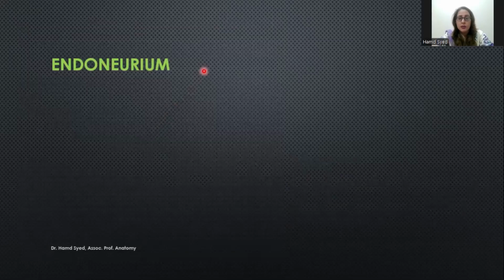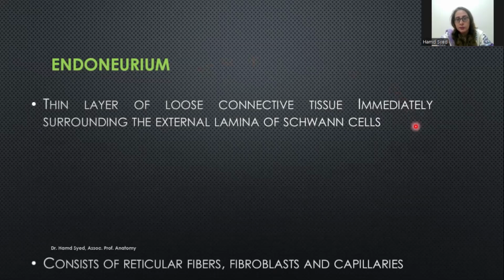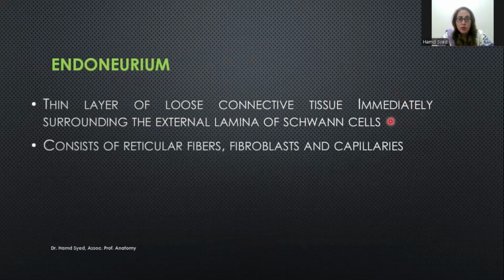Now let's look at these connective tissue elements individually. First, the endoneurium, which is the thin layer of connective tissue surrounding the individual axon or nerve fiber. It lies immediately adjacent to the external lamina of the Schwann cells, and it consists of reticular fibers, fibroblasts, and capillaries.